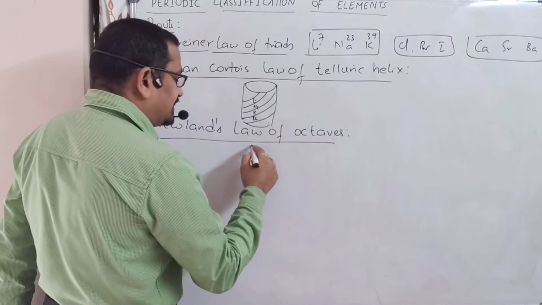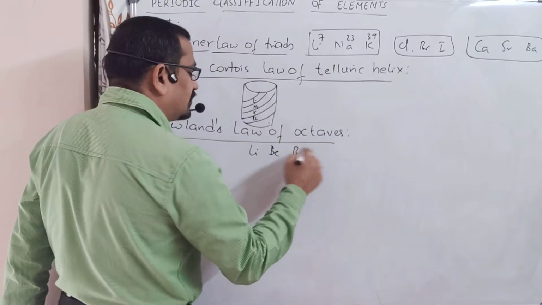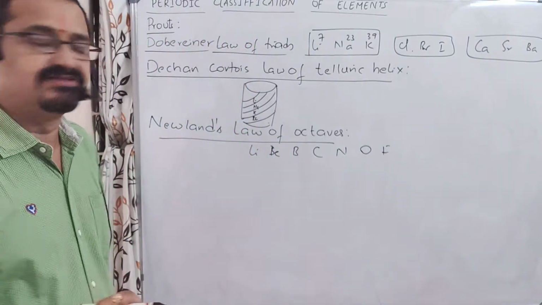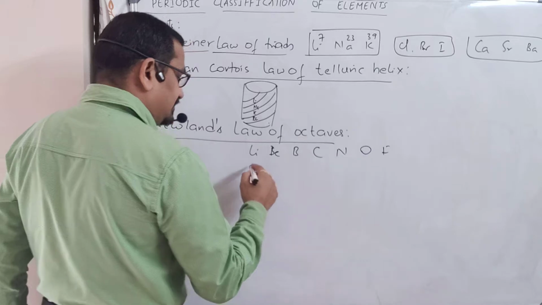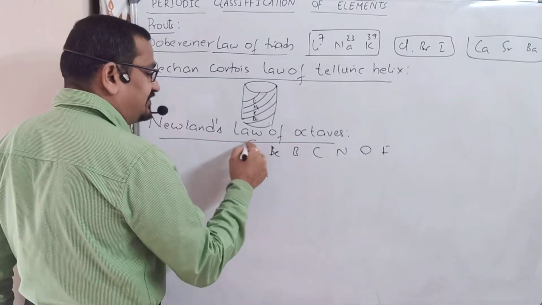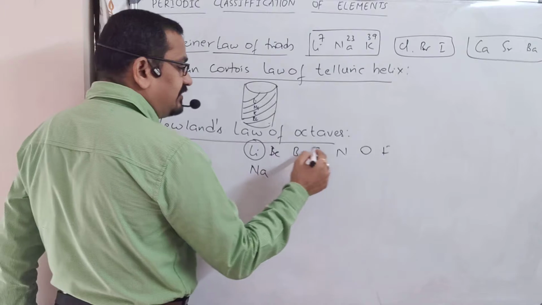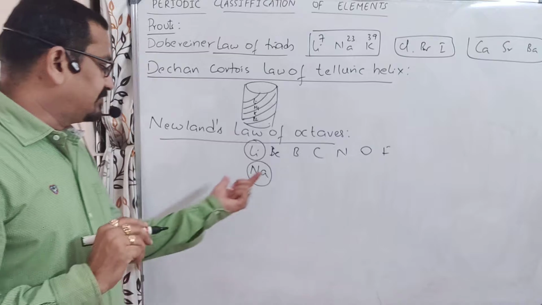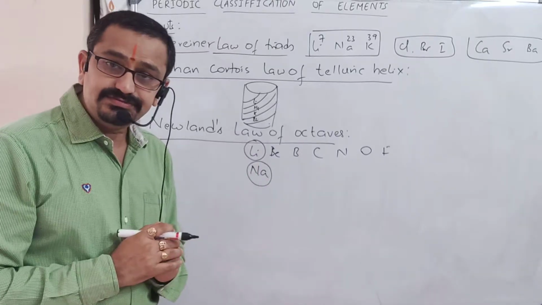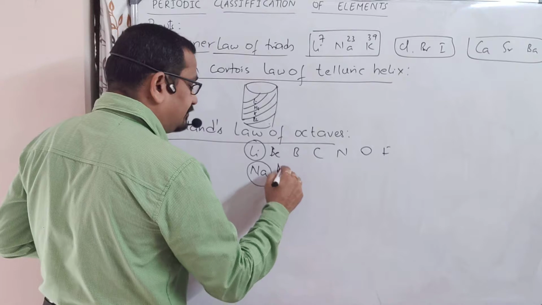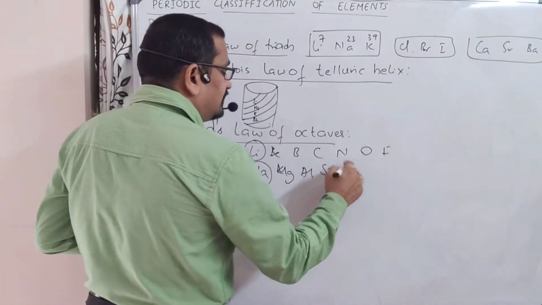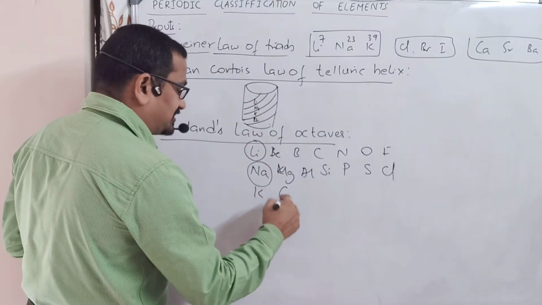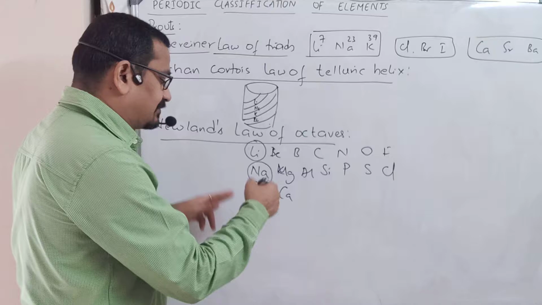For example, he arranged elements like lithium, beryllium, boron, carbon, nitrogen, oxygen, fluorine. At that time inert gases were not discovered. So after fluorine, again he continued with sodium. If this is the first starting member, 1, 2, 3, 4, 5, 6, 7, and every 8th member, see, sodium resembles lithium in its properties. In that way, sodium, magnesium, aluminium, silicon, phosphorus, sulfur, chlorine, argon was not known at that time. Again potassium, calcium. Again potassium resembled the properties of sodium.